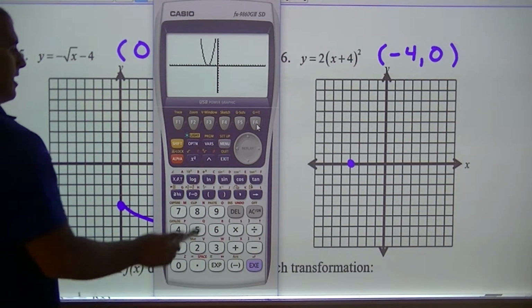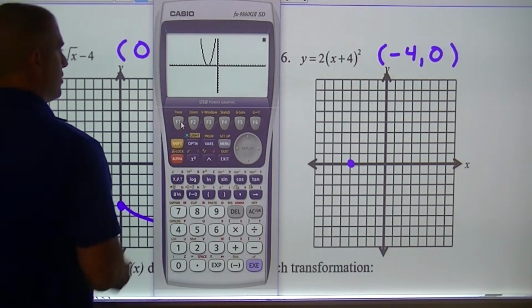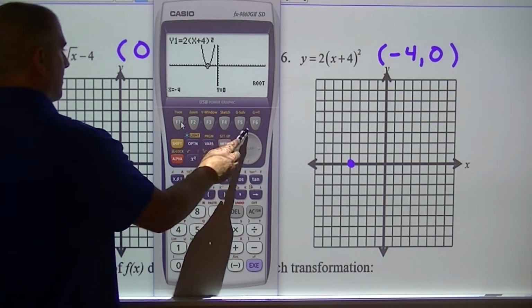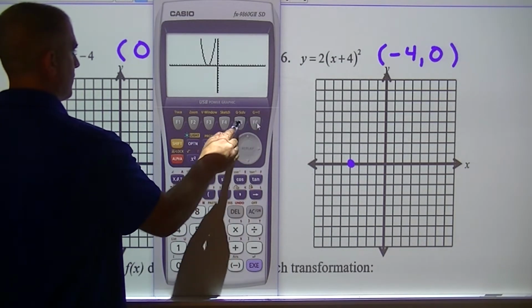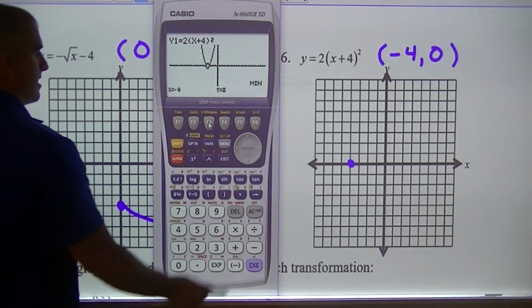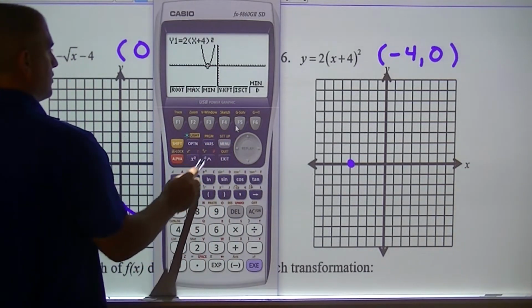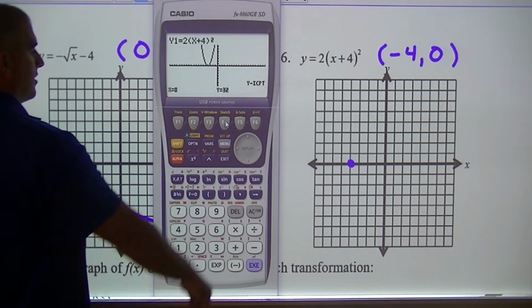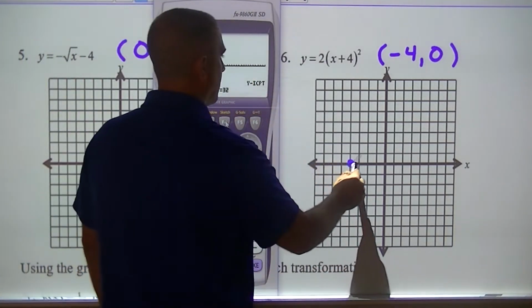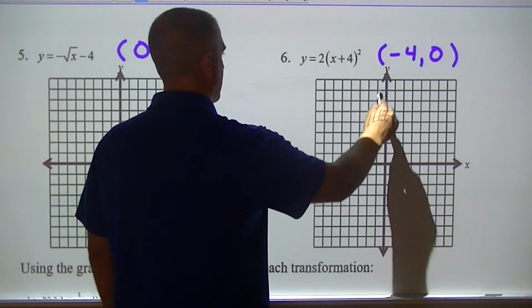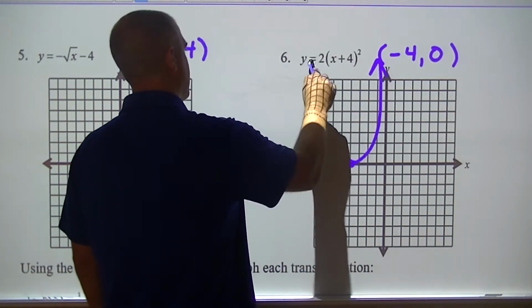So what I got is G solve root, got negative 4, 0, already got that. G solve max, don't have one. G solve min, negative 4, 0, I don't have any other ones. G solve y intercept, 0, 32, so we're not going to graph that. So we got to look at our shape. It's a quadratic, so it's going to be a U shape. So we're just going to go ahead and do something like this.